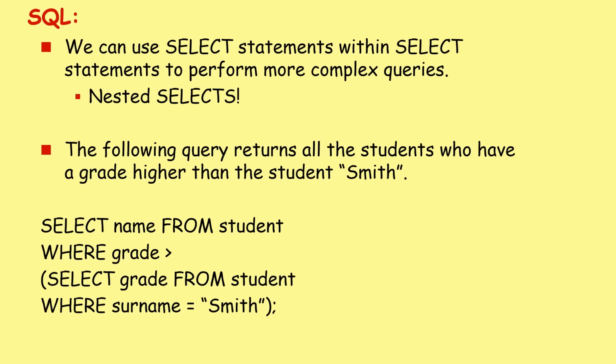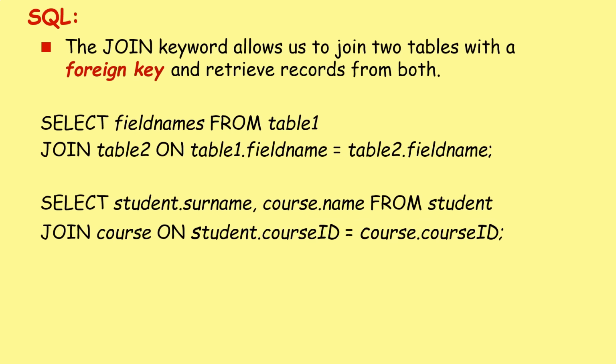The join keyword allows us to join 2 tables with a foreign key and retrieve records from both. Select field names from table 1, join table 2 on table1.fieldname equals table2.fieldname. So again, that structure might be a little bit clumsy. You might just have to write it out a few times to memorize it. But the key point is you're linking the foreign key there.